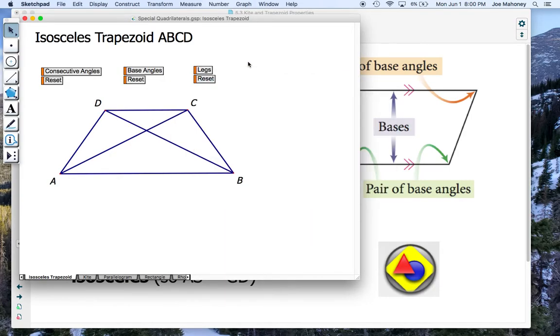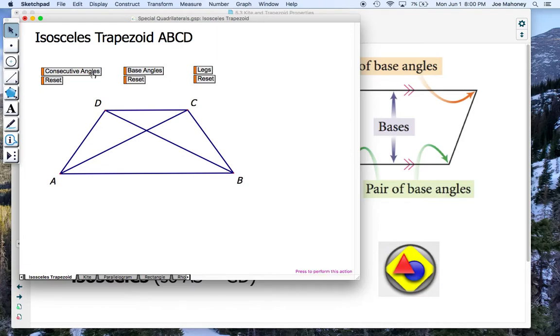So what we're going to do is we're going to click a button, watch what happens. I'm going to ask you to say, what do you notice? So first we'll take a look at the consecutive angles. Watch these two angles light up. These are what we call consecutive angles. They're not base angles. But look at how those consecutive angles relate. I know you're saying, oh, you're talking too much. I wasn't paying attention. So let's go back.